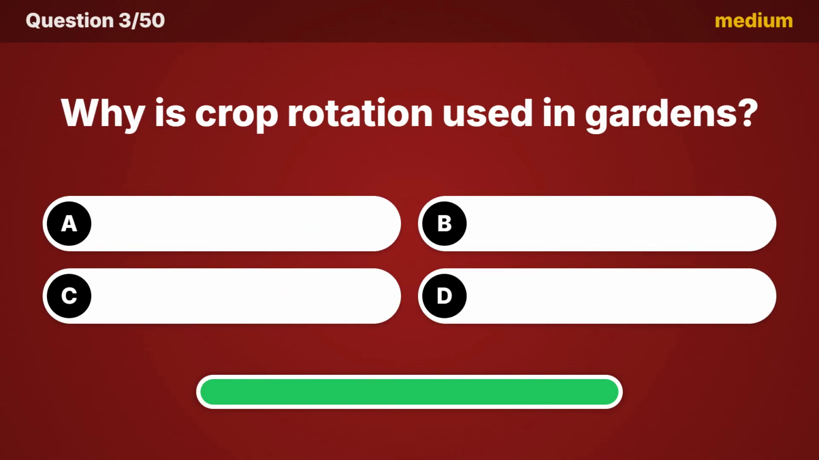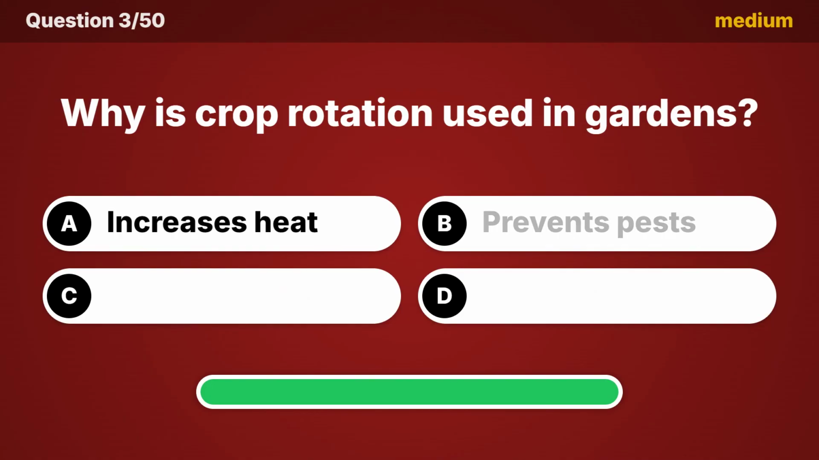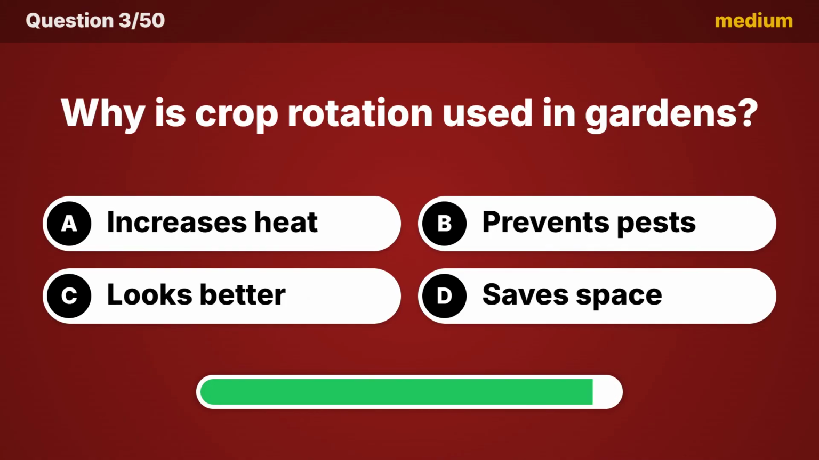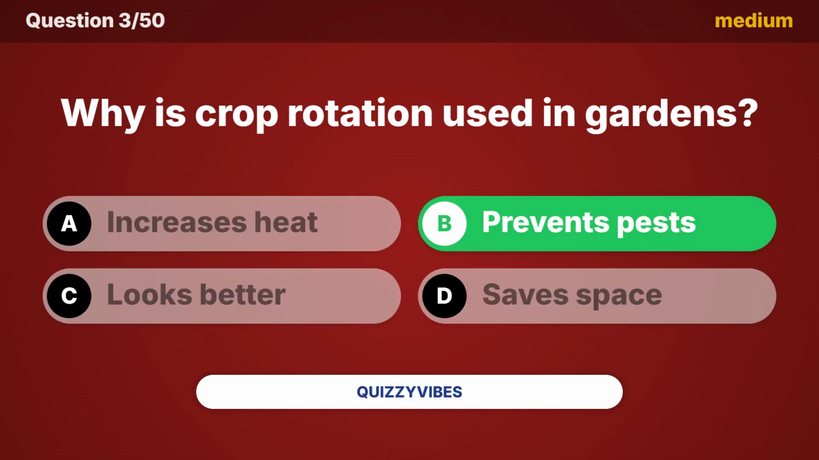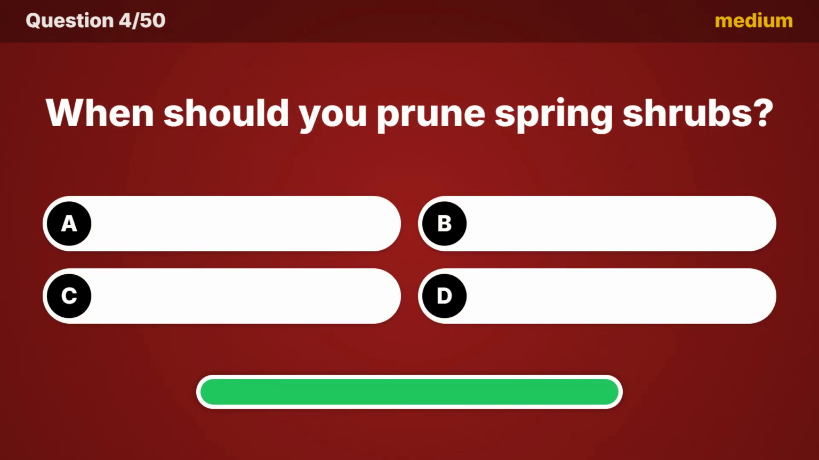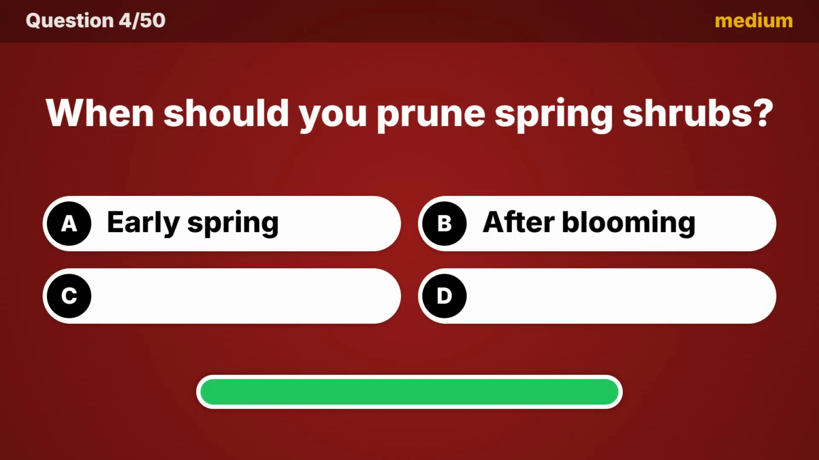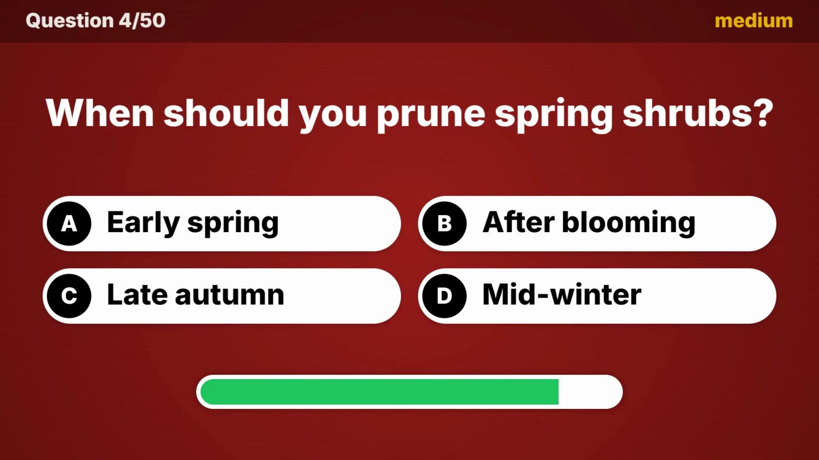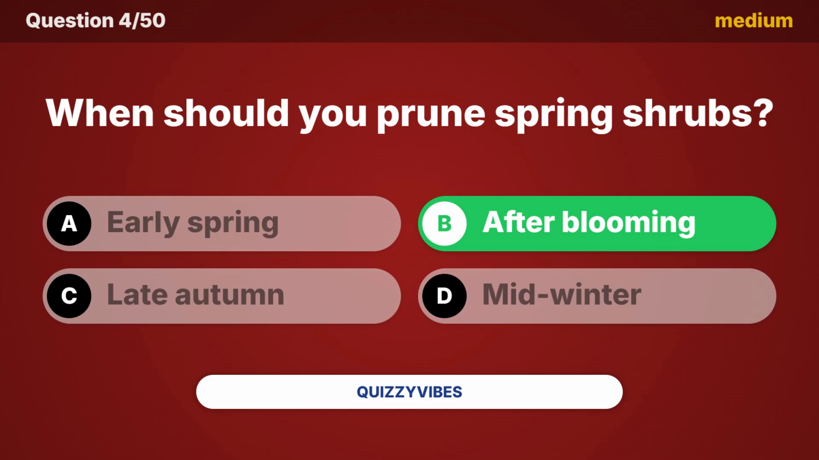Why is crop rotation used in gardens? And the answer is prevents pests. When should you prune spring shrubs? Did you guess it? The answer is after blooming.